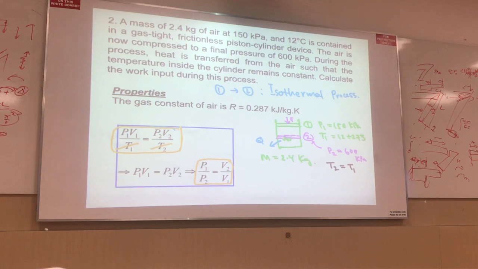So now they tell you to calculate the work done. That means you have to calculate the boundary work. Now, an additional question: how much heat is released from the system? Q out is how much? You can calculate it, right? It's very important. Understand the concept.